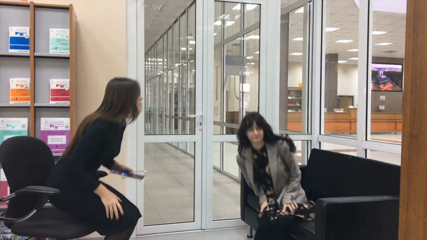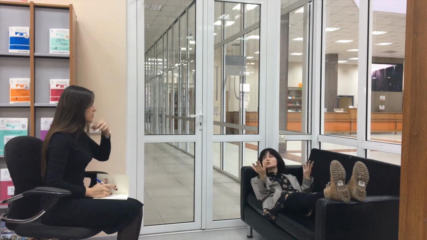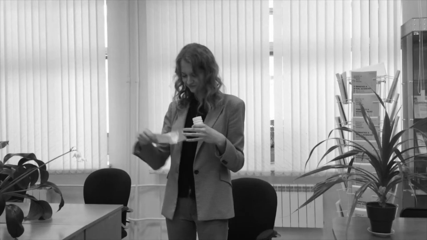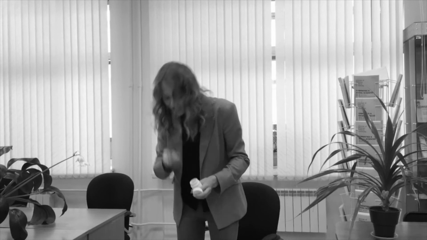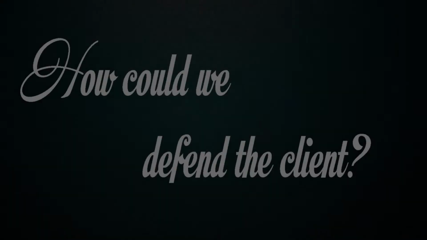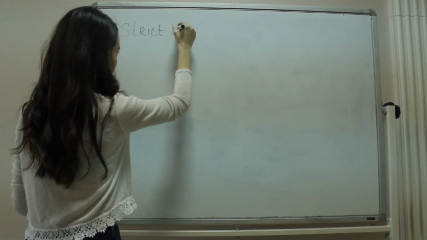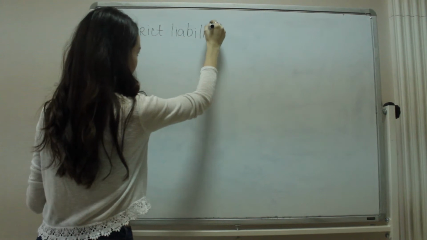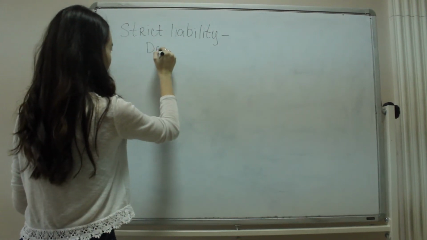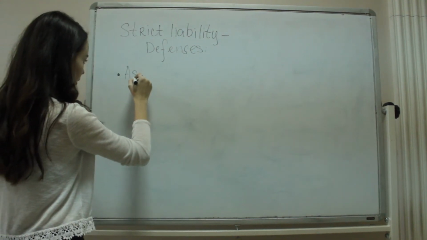Our client is a manufacturer of medication. He was sued on the grounds of manufacturing goods that harmed consumers' health, which is a product liability. Strict liability makes a defendant liable for harm caused by their products or activities regardless of fault. Defenses of strict liability suits are assumption of risk, comparative fault.